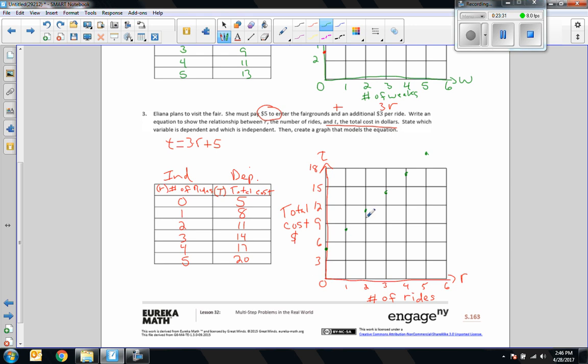Okay, so there's our graph, nice straight line, and it's costing us $5 if we don't ride any rides, and $3 more for 1 ride.